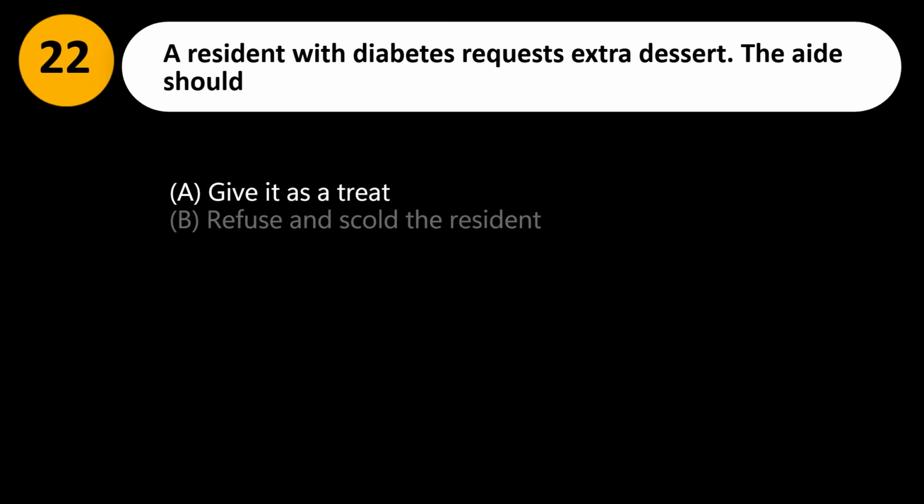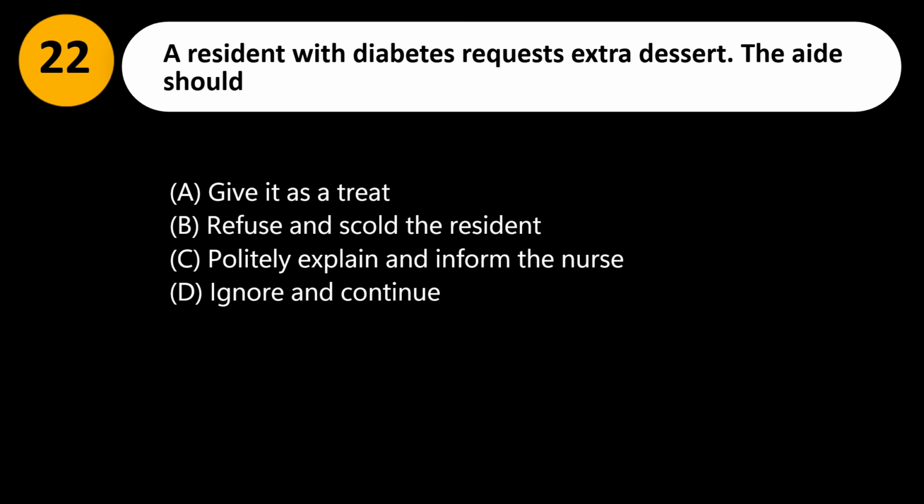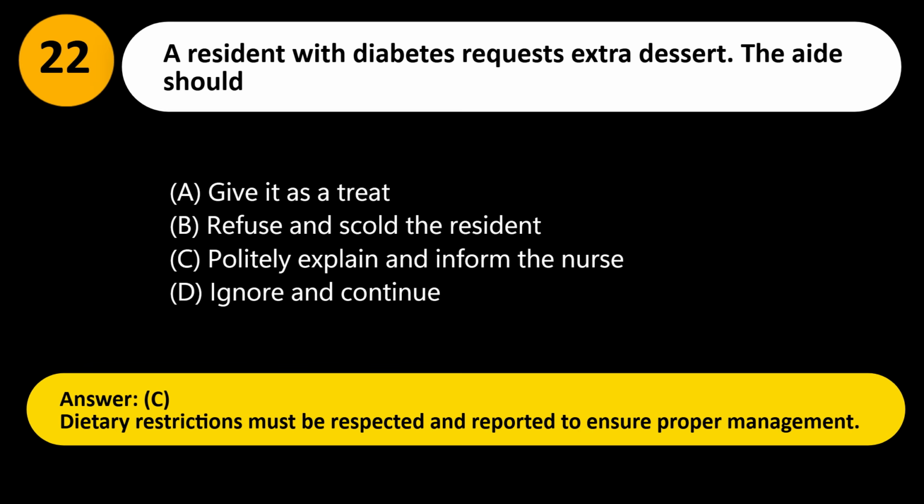A resident with diabetes requests extra dessert. The aide should: A. Give it as a treat. B. Refuse and scold the resident. C. Politely explain and inform the nurse. D. Ignore and continue. Answer, C. Dietary restrictions must be respected and reported to ensure proper management.